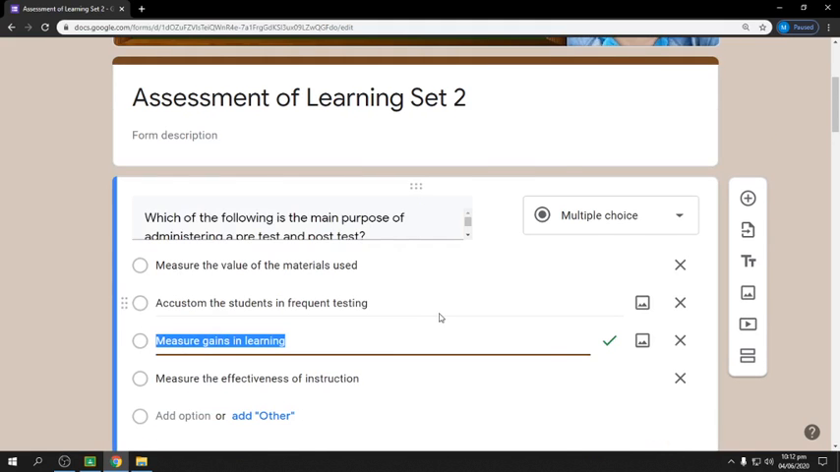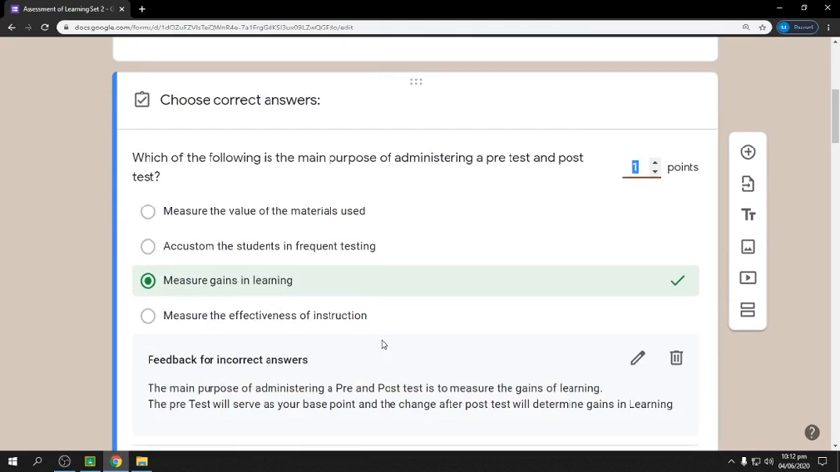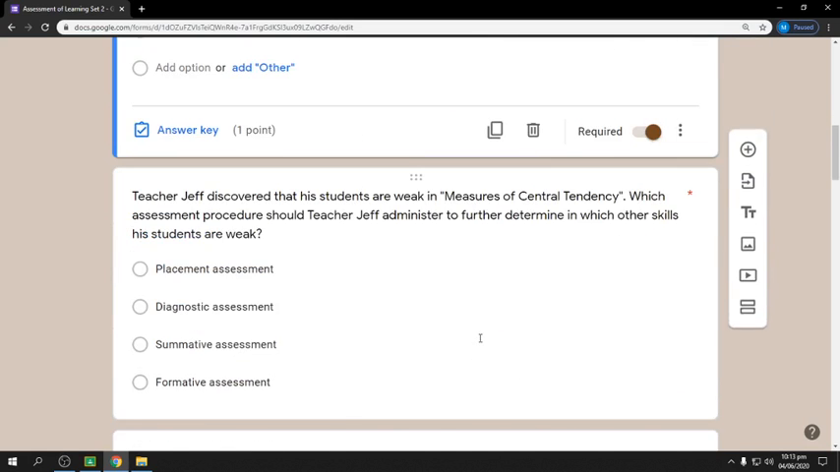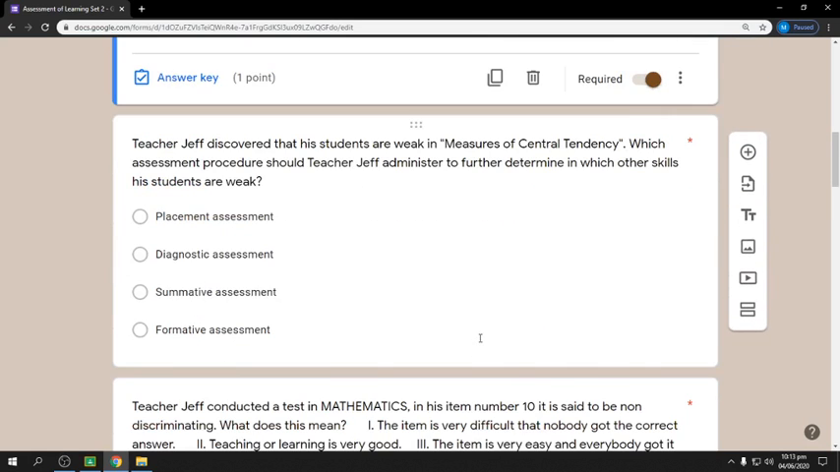Let's see. Okay, I was right. According to the feedback, the main purpose of administering a pre-test and post-test is to measure the gains in learning. The pre-test will serve as your base point, and the change after the post-test will determine the gains in learning. That's how simple it is. Let's move on to our next question.